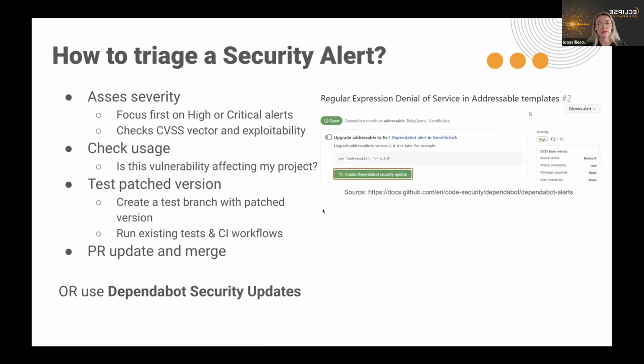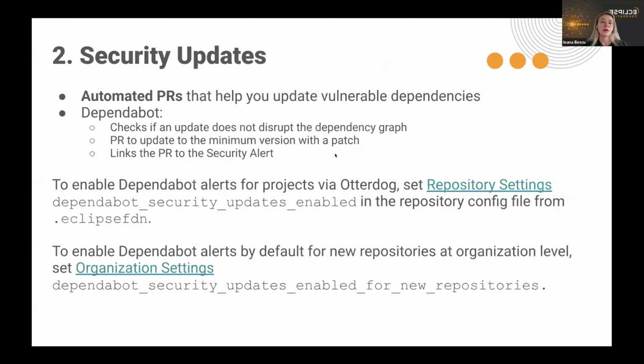So instead of doing that each time, you can enable Dependabot security updates, another feature from Dependabot that will create those PRs to update the vulnerable dependency to a patched version for you, and the PR will be linked in the alert. What Dependabot does is check that an update does not disrupt the dependency graph, and then create the PR to update it to the minimum version with a patch, and link it for you. You have the ultimate decision on whether to merge it or not. It's just there available for you.